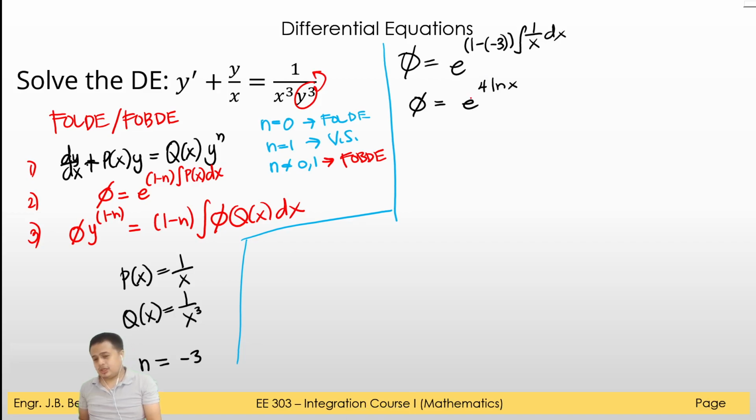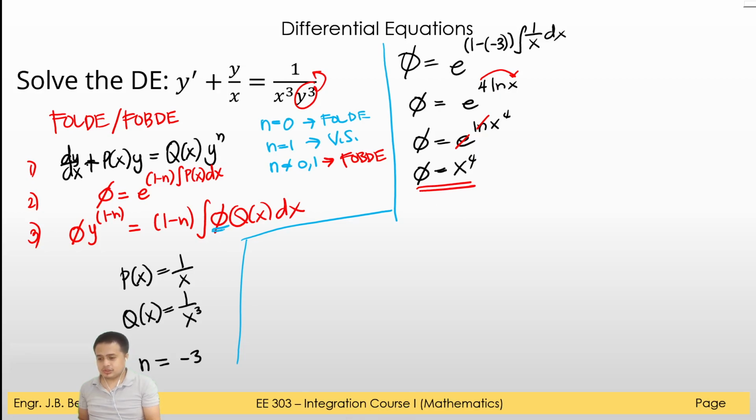An interesting property of logarithmic functions is that we can transfer this 4 here. So phi is equal to e raised to ln x raised to 4. Now we can cancel this out, so therefore the integrating factor is x raised to 4. Okay, so we have the integrating factor.